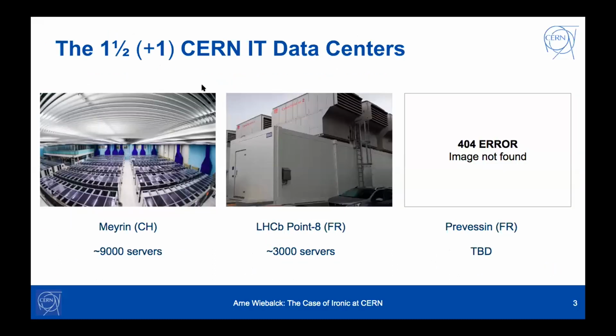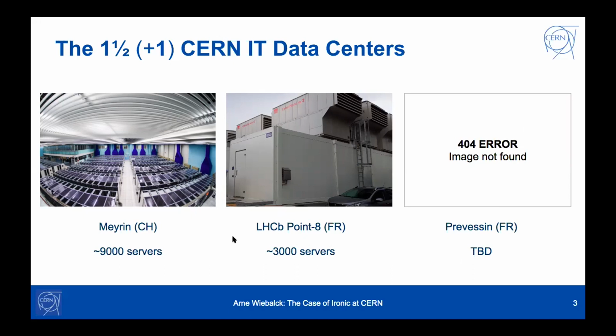Now, CERN IT itself runs at the moment like 1.5 data centers, plus 1 actually. The way I phrase this in this complicated way is that we have 1 main data center at the moment, which is in Meyrin, close to Geneva. We host around 9,000 servers there. Then we have around 3,000 servers in containers, which are at one of the interaction points that I just mentioned. So this is the half a data center. And then we are about to create a new data center, which will be built in the next couple of years, where we expand our compute capacity.